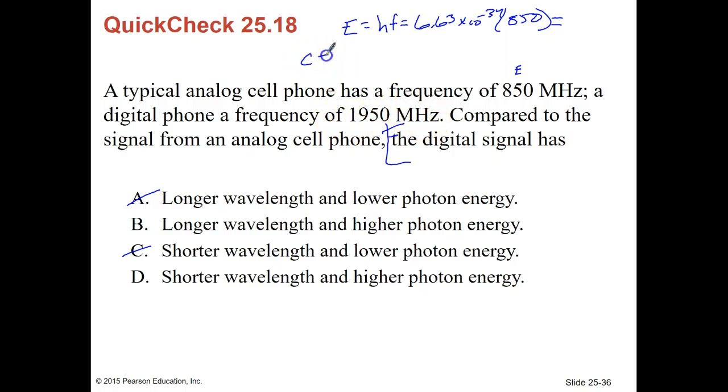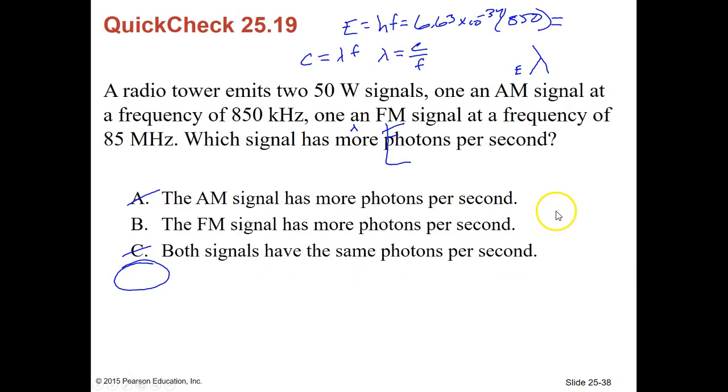And remember, the speed of light is equal to wavelength times frequency. So here we know that wavelength is equal to the speed of light over frequency. These have an inverse relationship. So even though this has a really high frequency, it has a really small wavelength. And this one has a very low frequency comparatively, so it has a really big wavelength. So your answer here has got to be letter D. It has to have a shorter wavelength than 1950 megahertz, and it has to have higher energy. So that's kind of how that one works.